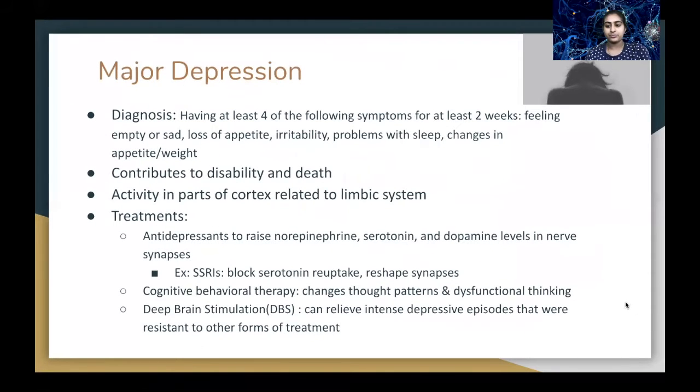So, firstly, let's talk about major depression. Diagnosis of major depression is having at least 4 of the following symptoms for at least 2 weeks. So, feeling empty or sad, loss of appetite, irritability, problems with sleep, and changes in appetite and weight. And this contributes to disability and death.